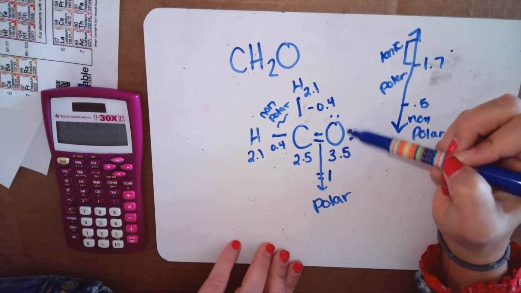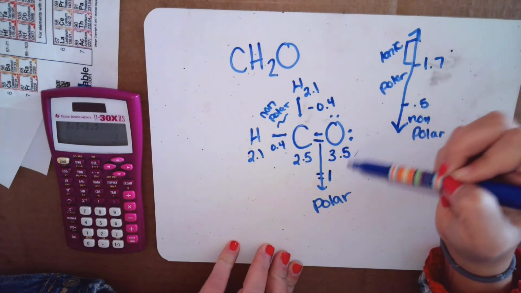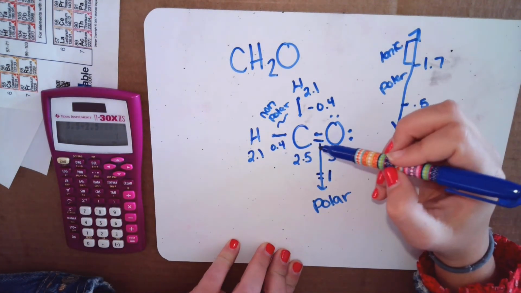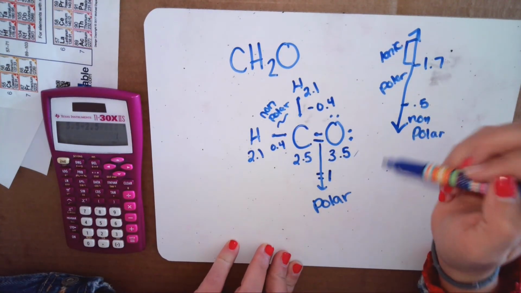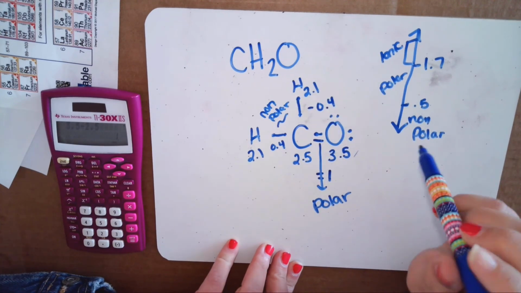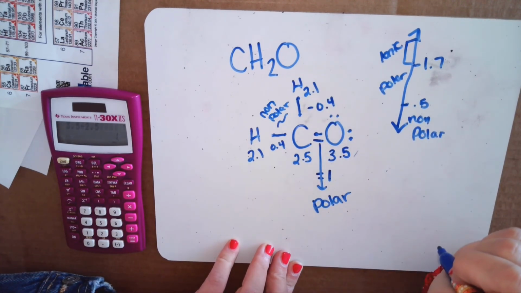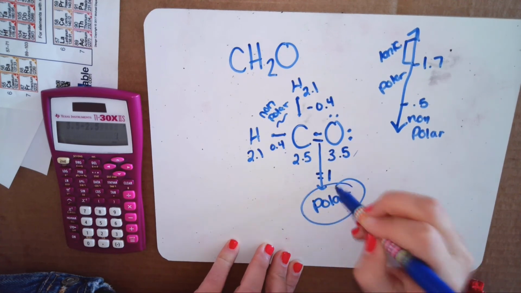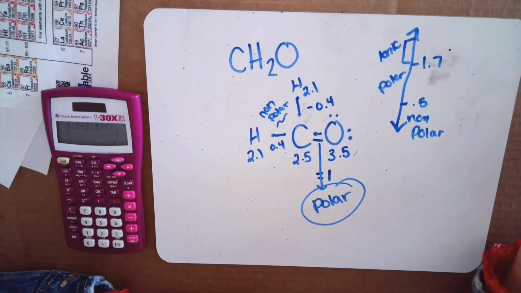So since oxygen has the highest electronegativity in this molecule, and it has a polar bond attached to it, do you think we're going to call this molecule polar or non-polar? Polar. Because we always go with the strongest electronegative bond.